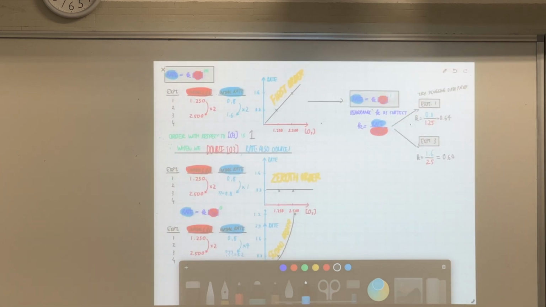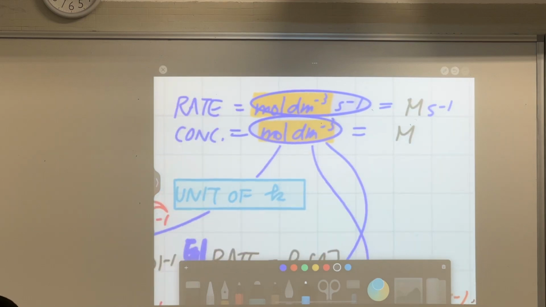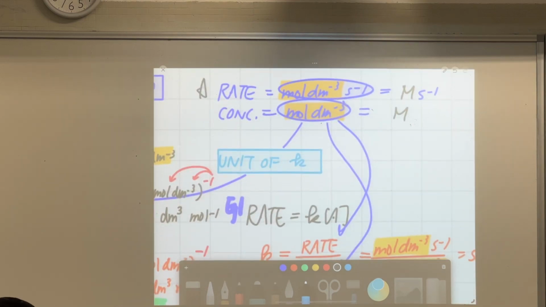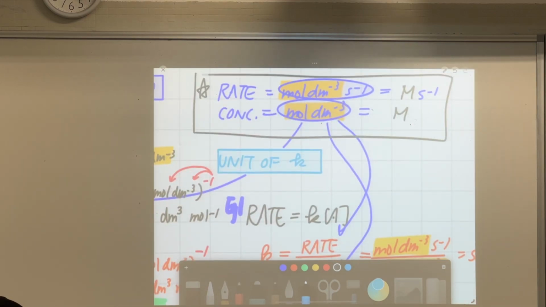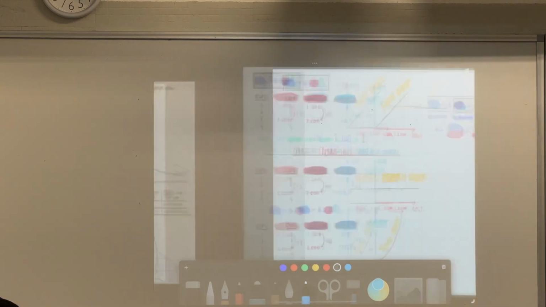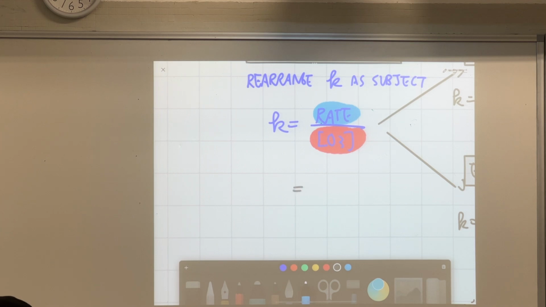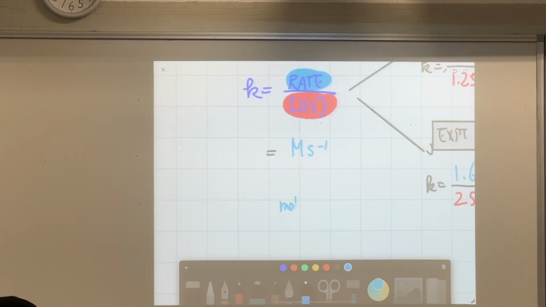Is it molar per second or mole per dm cube per second? Yes, so can you put a star around this box? You must remember this. Can you put down molar per second or mole per dm cube? If you like to challenge yourself, you can write mole per dm cube per second. But molar per second would do.